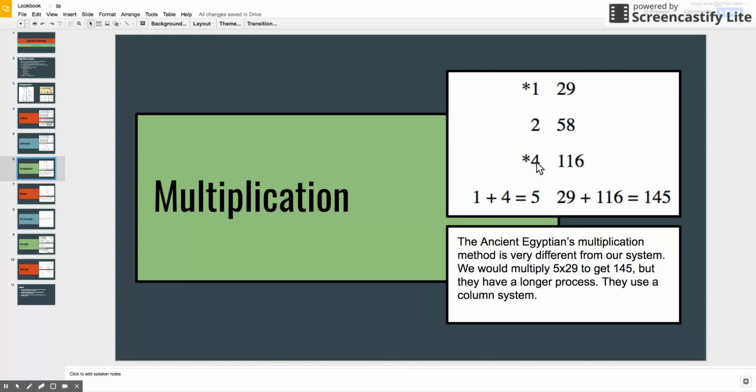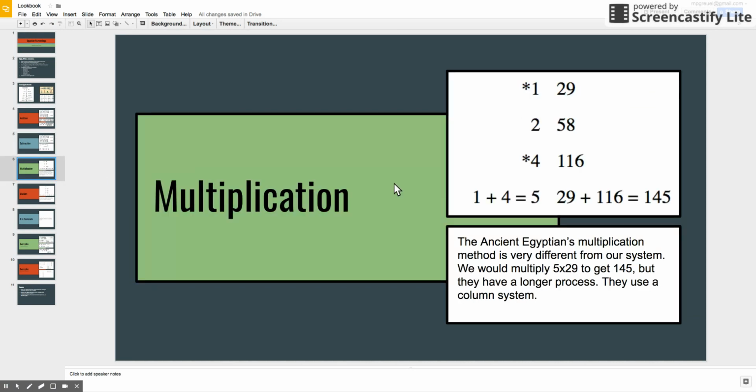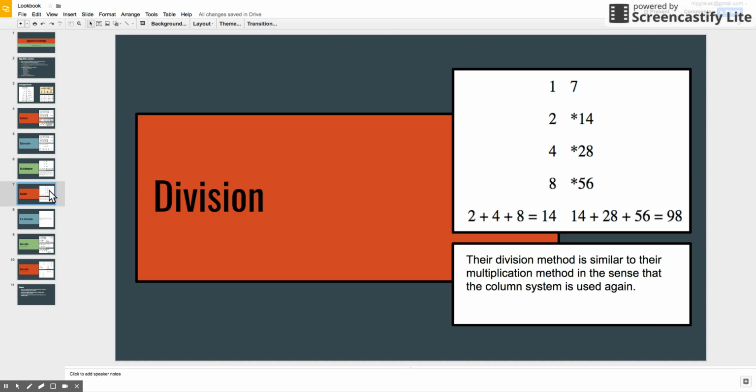And then once the number on the left equals 1, so 1 plus 4 equals 5. So once that equals 5, and then once the other side is at 5 too, you add the first number plus the last number to get the answer. So what 140 or 5 times 29 would be, which is 145.